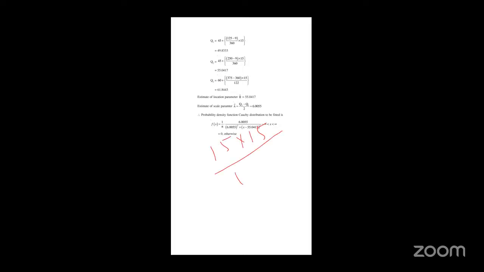If we calculate this, we'll get 1.8443. So 60 plus 1.8443 becomes 61.844.